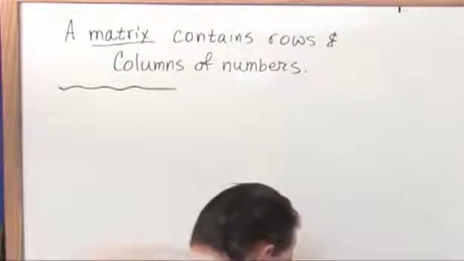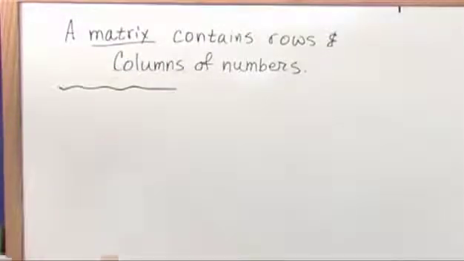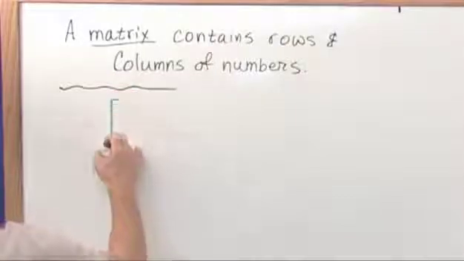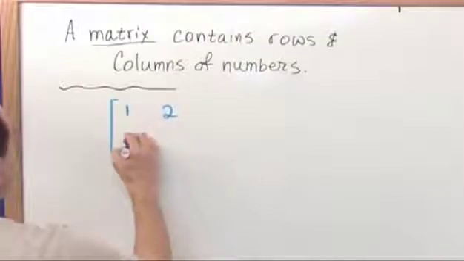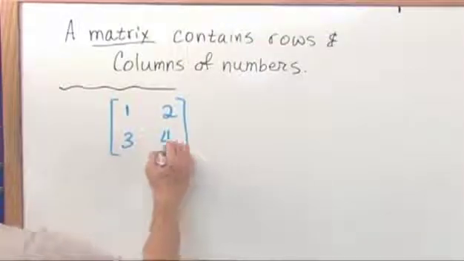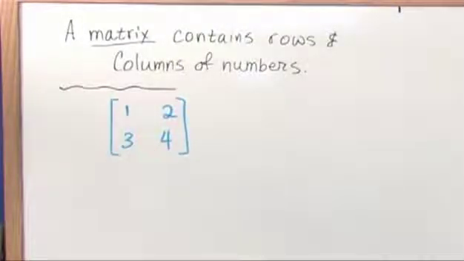The easiest way to do it is just to write one down. Okay? Here is what a simple matrix would look like. You put a square bracket and there's some numbers inside. Let's put 1, 2, 3, and 4. Okay, congratulations, we've just written your first matrix down.